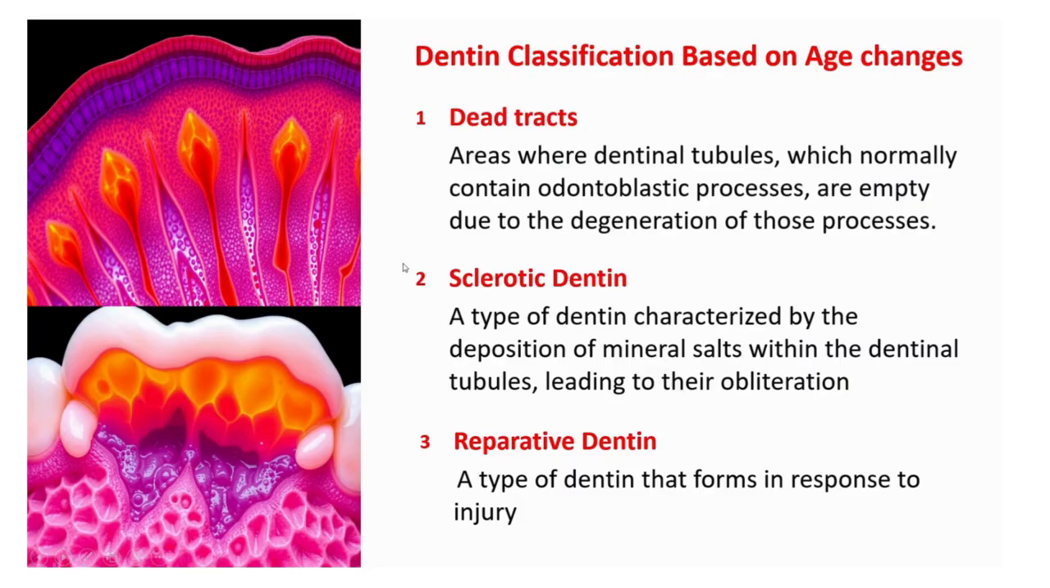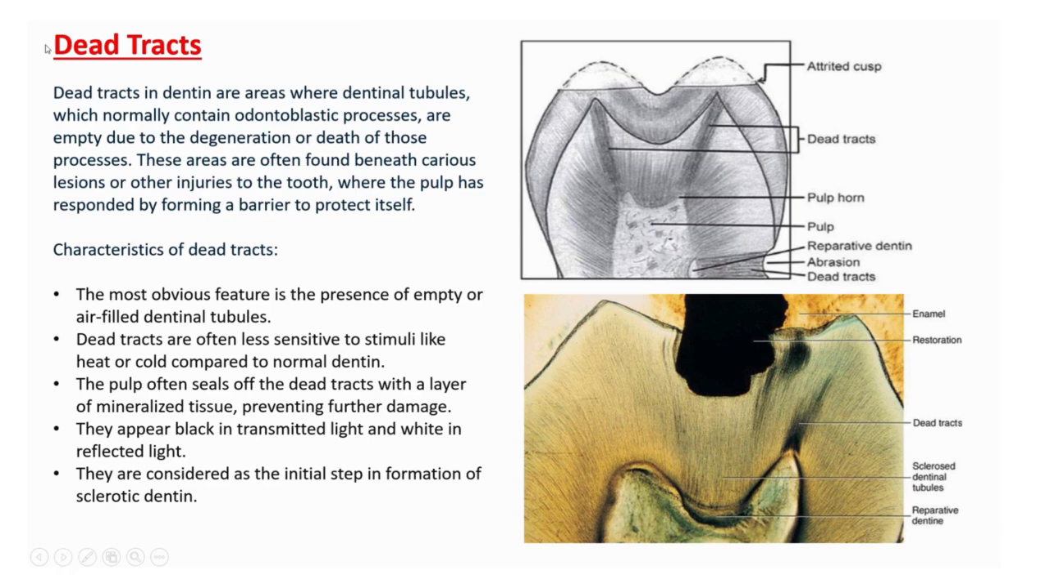Now we move on to the dentin classification, which is based on age changes. It is of three types: dead tracts, sclerotic dentin and your reparative dentin. So first we'll start with dead tracts. These are the areas in dentin where dentinal tubules, which normally contain odontoblastic processes, are empty due to the degeneration or death of those processes.